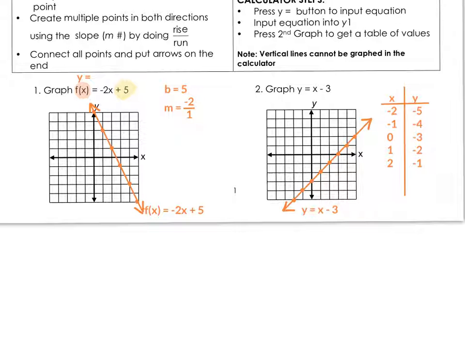So those are your two options. Either you can use the slope y-intercept form and just start with the y-intercept and use the slope to plot additional points, or just put it right into y equals in your calculator and get the table of values. But you should have either the work as the table or the slope and y-intercept labeled off to the side.